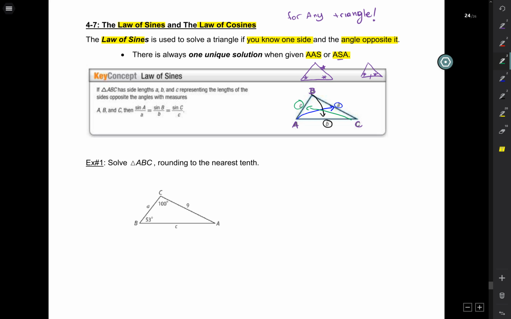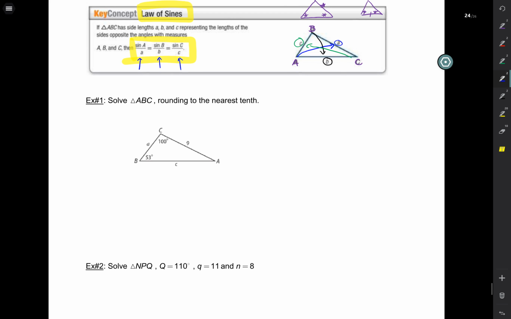All right? Once you have it that way, then you can start using your law of sines, which says this. Sine of A over a is sine of B over b is sine of C over c. And each one of these, so sine of A over a, sine of B over b, sine of C over c, they're independent. So what you're going to have to do is use, out of these three, a combination of two to set them equal to each other and figure out what it is that you're missing. All right, so let's just jump into an example and see what we're talking about.